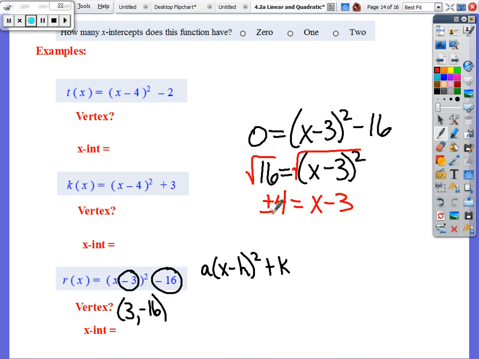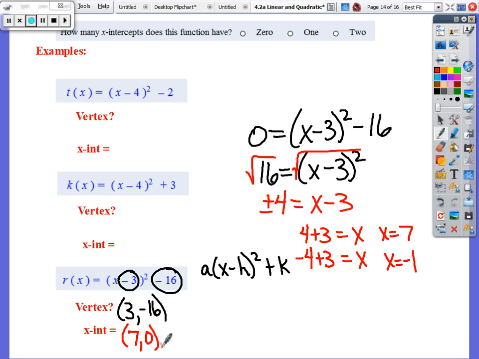And then I simply split this up. And I'm going to add 3 to 4. And I'm going to add 3 to negative 4. Okay, by splitting that up, I have two problems here. So I end up getting x is 7, and I get x is -1. And those would be my x-intercepts. And they want it probably as ordered pairs, so I put it as 7, 0. And then the second one would be -1, 0. Okay, those would be our x-intercepts. All right, very good.